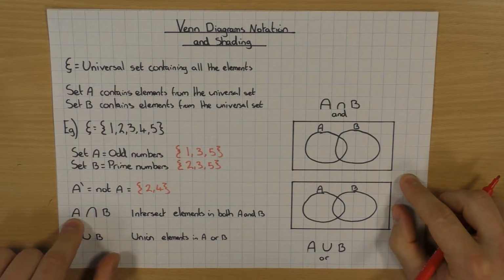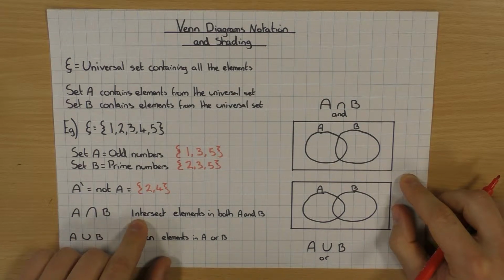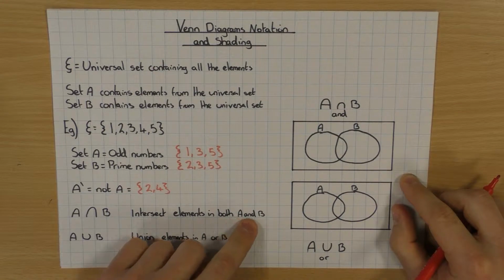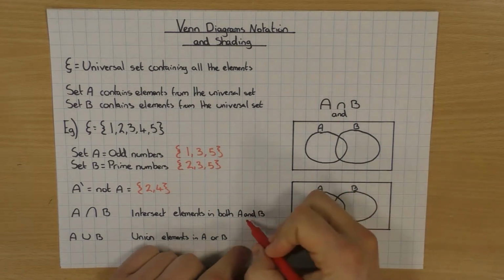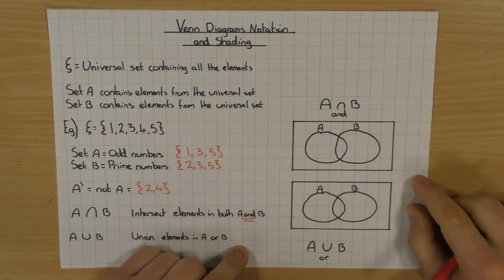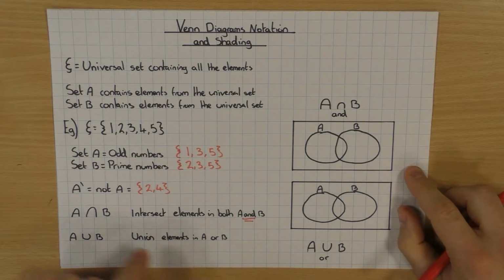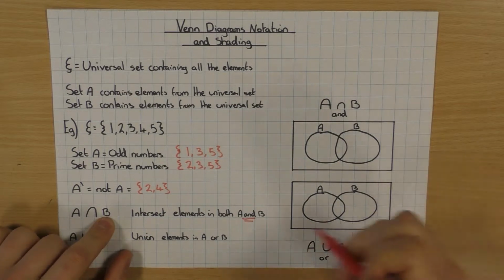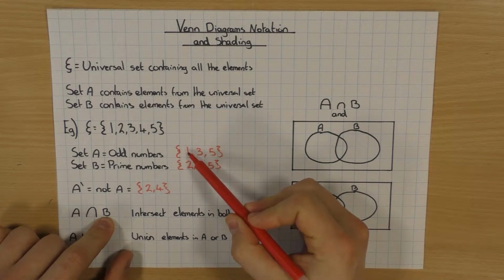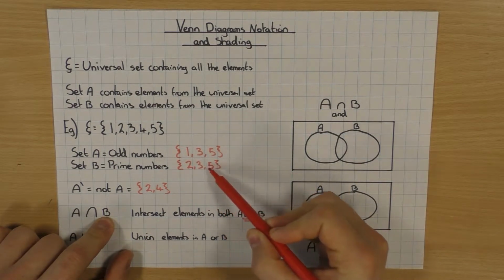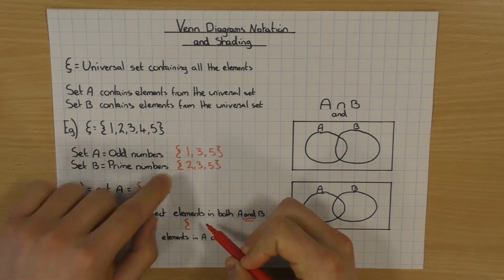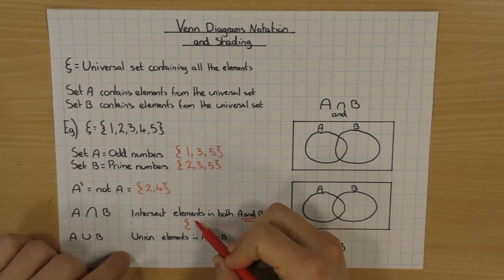Now, this symbol here is the intersect, and all that means is elements that are in both A and B. So this word "and" is the more common knowledge you'll use for it. So I want the elements that are in A and B. We'll have a look. Here are the elements in A. Here are the elements in B. So what are the elements in A and B? Well, 3 and 5.